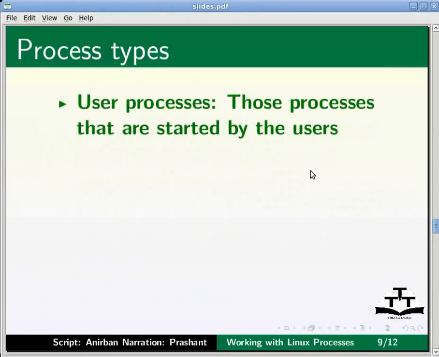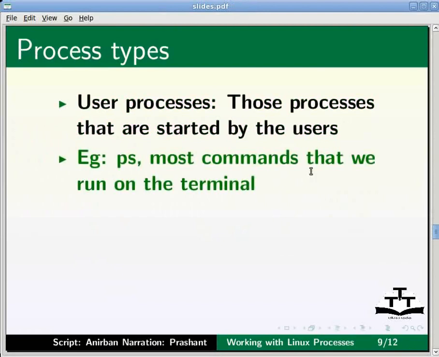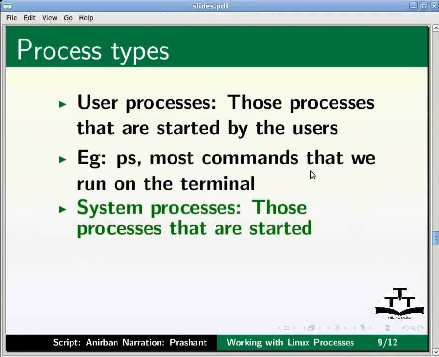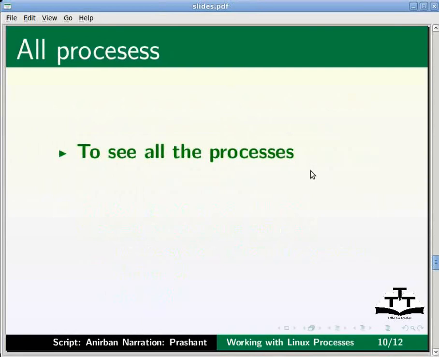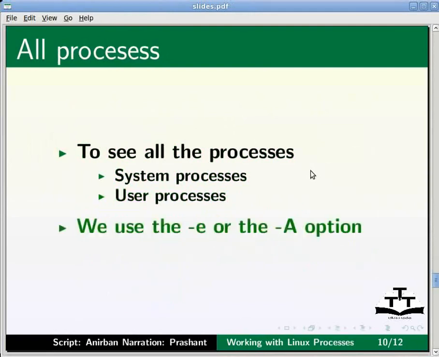Processes are of two types. First one is the user processes. Those are started by the users. For example, PS or for that reason most commands that we run on the terminal. Second one is the system processes. Those processes are started by the system often during system startup or user login. Example of system process can be bash. Sometimes we may want to see all the processes, both system processes as well as user processes. Then we use the -e or the -A option.